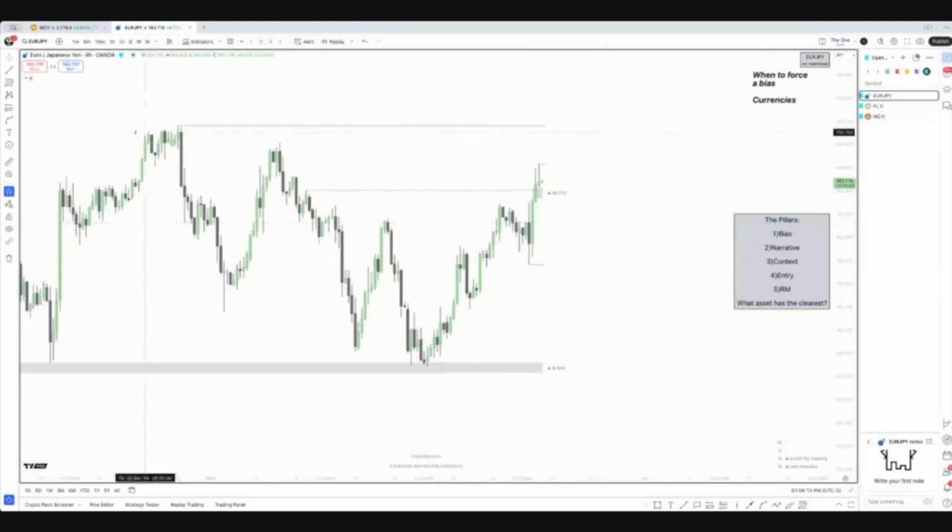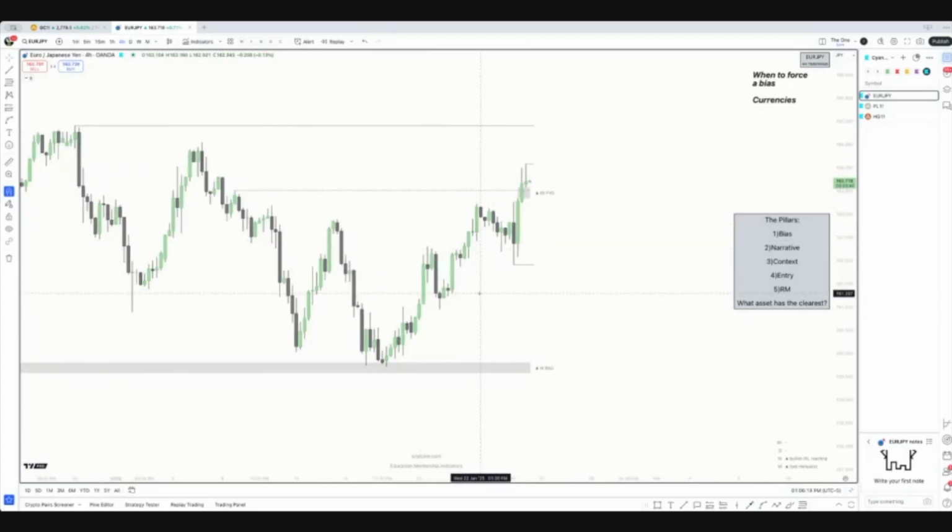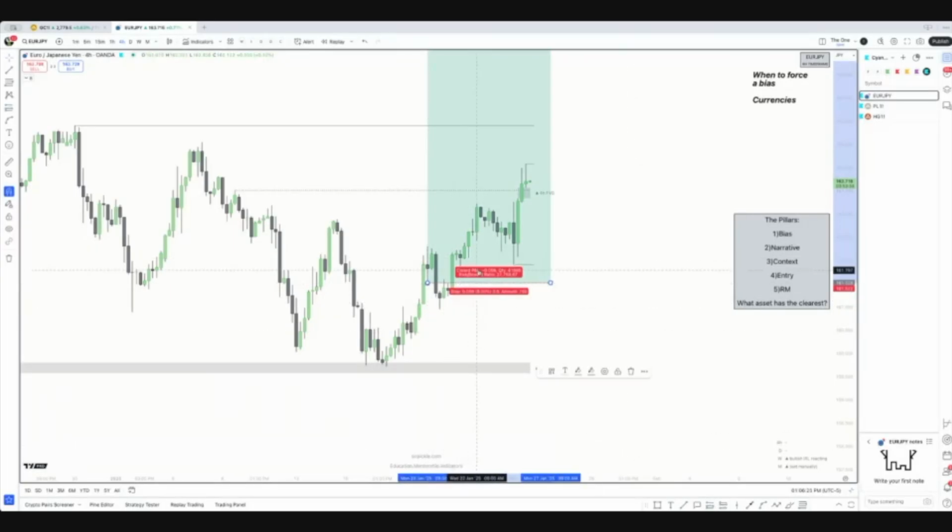Let's wait for the indicator to plot, and there it is, everything plotted. Beautiful. 4-hour fair value gap. Where can we enter? Well, we can enter right there.